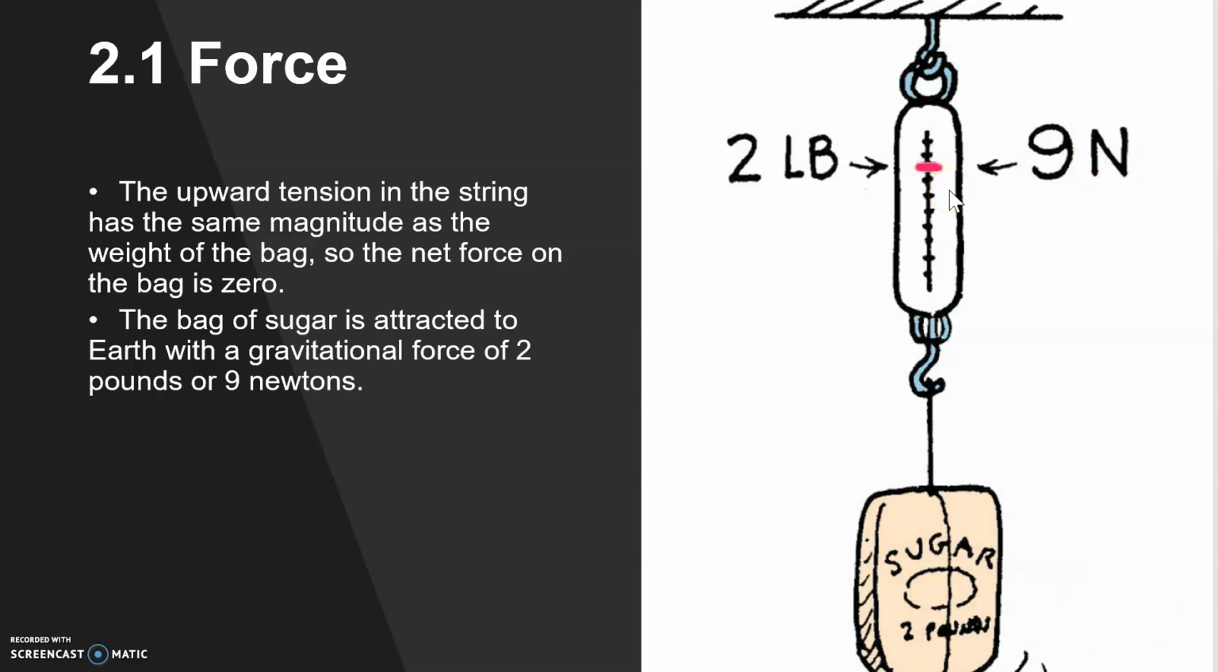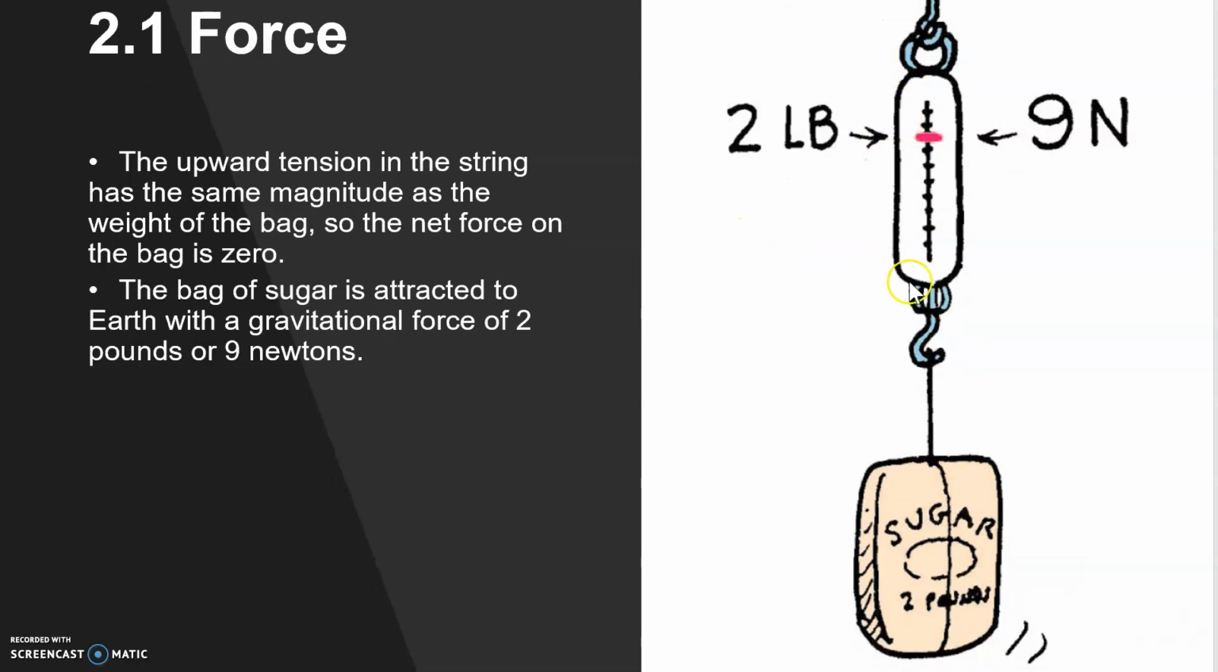Weight is the force exerted by gravity. And the same amount of force exerted by gravity, since this is in mechanical equilibrium, is going to be the amount of tension that we have on the scale. And we know it's in mechanical equilibrium. How? Because it's not falling. The fact that it's suspended on this tension scale, we know that it must therefore be in mechanical equilibrium.